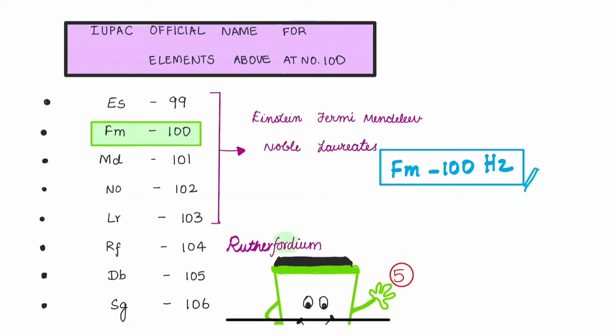Alright, so with that being known, you can find out Einsteinium with this mnemonic. Einstein, Fermi, Mendeleev, Nobel laureates. So 99, 100, 101, 102, 103. Alright, having known that, for FM it is 100.